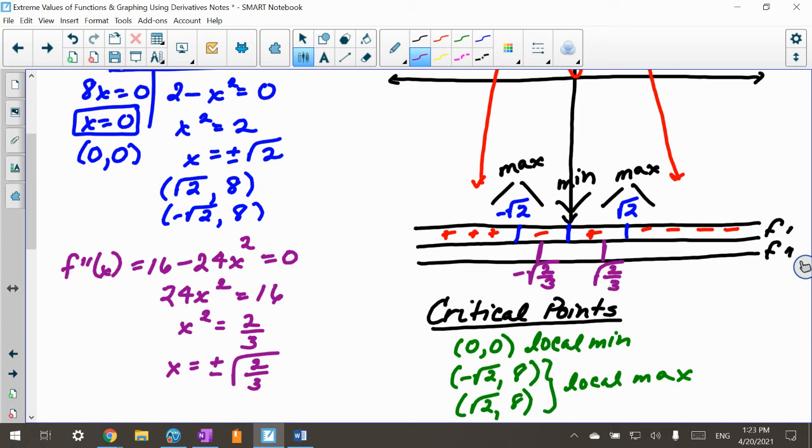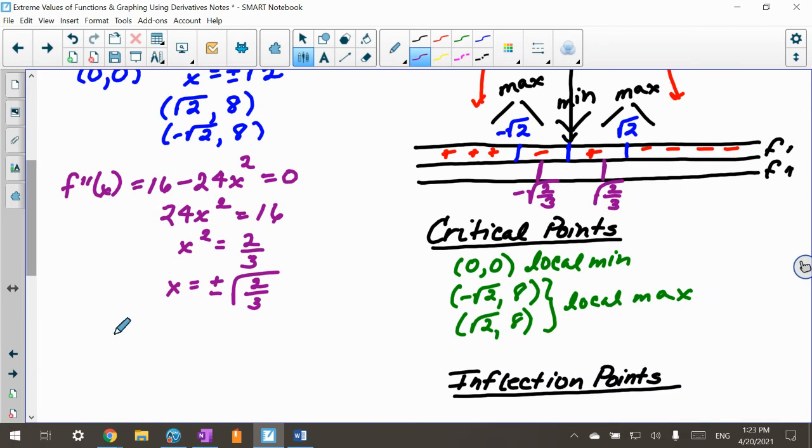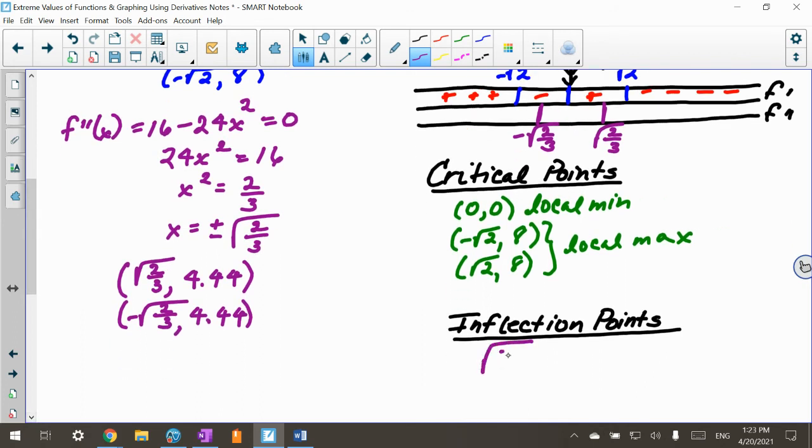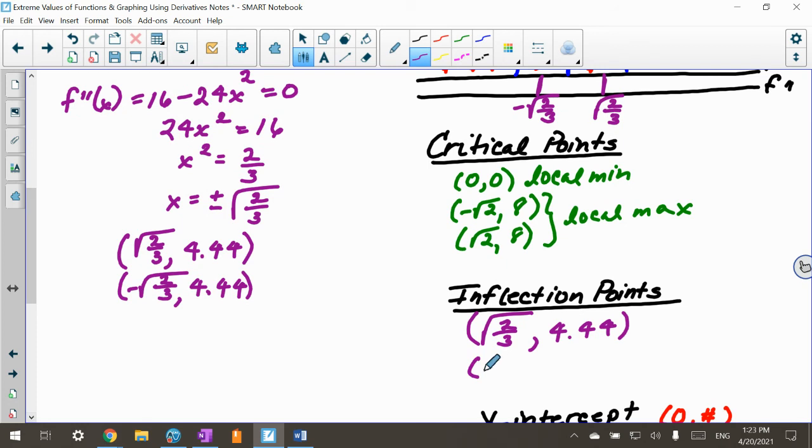For our inflection points, when I put those in my calculator, I get radical 2/3, and it comes out to be 4.44. And also the negative is the same. Negative radical 2/3 gives 4.44. So these are our inflection points. So let's stick them over here. I just like everything listed nice and neat down here on the side. Then everything's in one spot, and it makes it a lot easier when you're doing your quiz. So there we've got our inflection points.